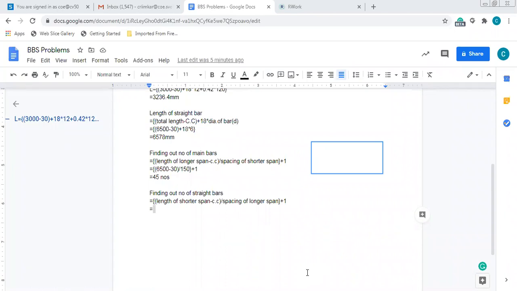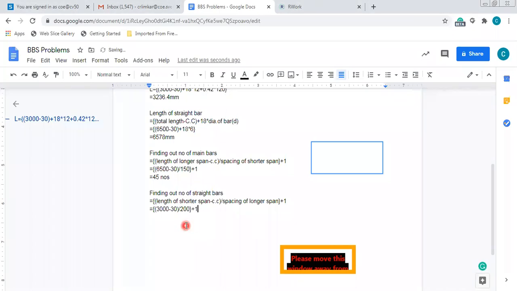Okay, so how many number of straight bars will there be? Please respond. What will be the calculation for the straight bars? Finding out the number of straight bars: length of shorter span is 3000, correct, minus 30 clear cover, divided by spacing of the longer span. It is 200, I think, 200 plus 1.